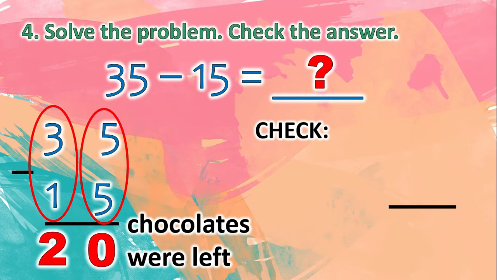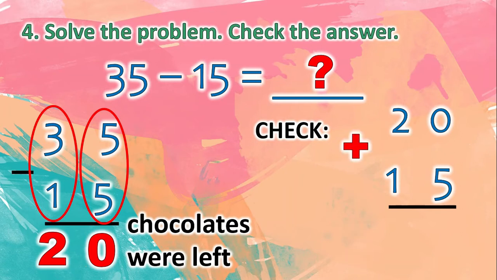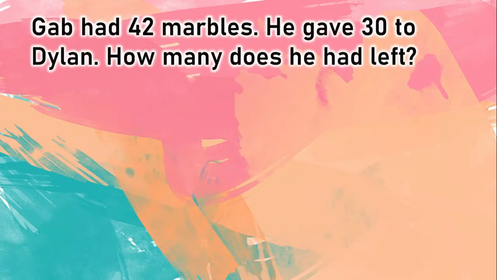And you can check your answer by adding it upward. The answer, or the difference, which is 20, and the subtrahend, which is 15. You can add them all. 20 plus 15: 0 plus 5 is equals to 5, 2 plus 1 is equals to 3. So we get 35.